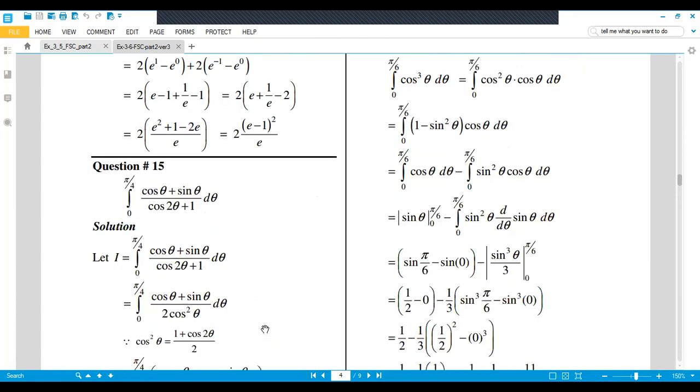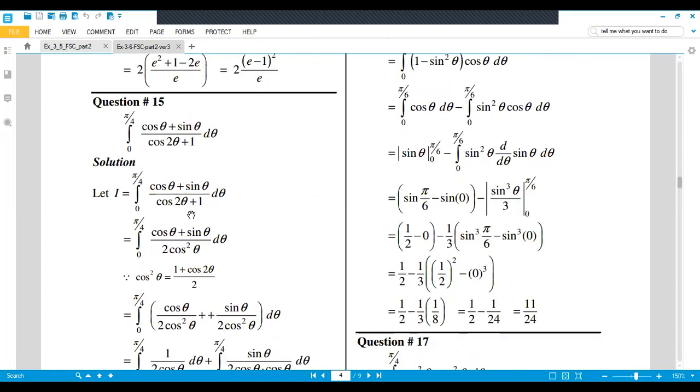Here you have a trigonometric function, 0 to pi over 4, cos theta plus sine theta, so cos 2 theta plus 1. Cos 2 theta plus 1 is equal to 2 cos square theta, because cos square theta is equal to cos 2 theta plus 1 divided by 2, so the 2 will shift to the left hand side, so 2 cos square theta is equal to this. Now 2 cos square theta, we divide with the first value and then with the second value.